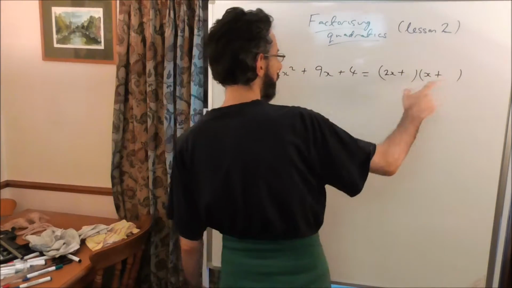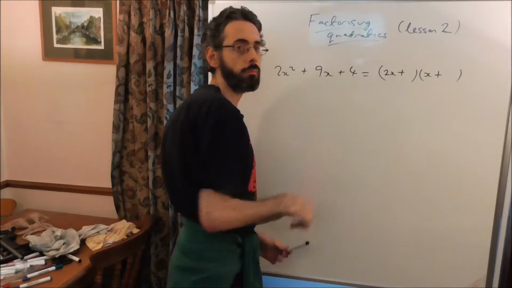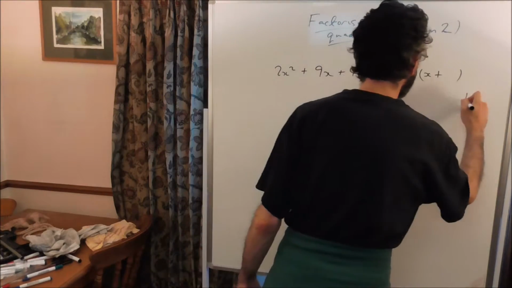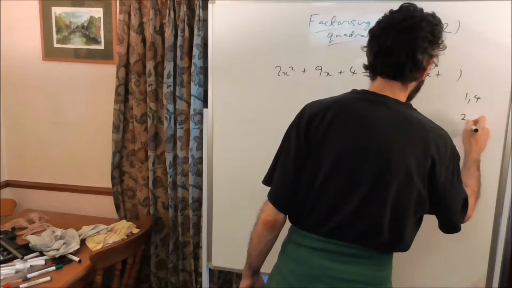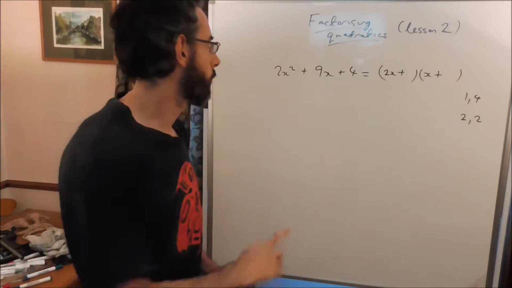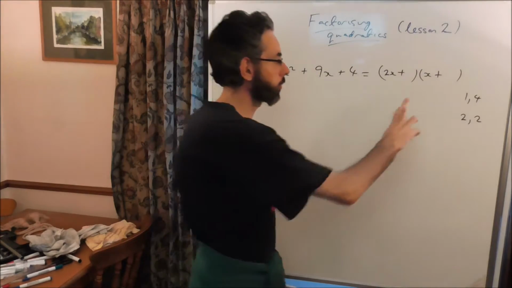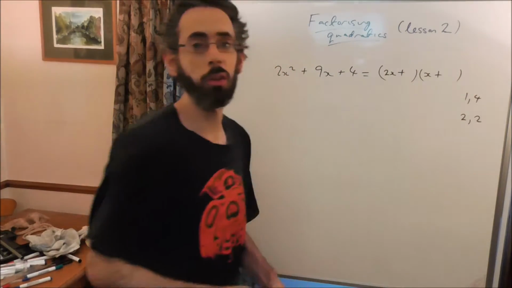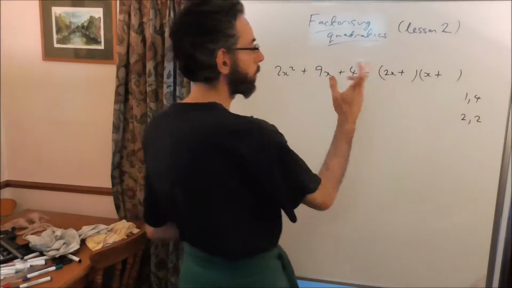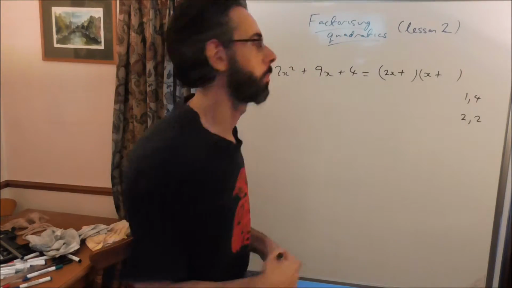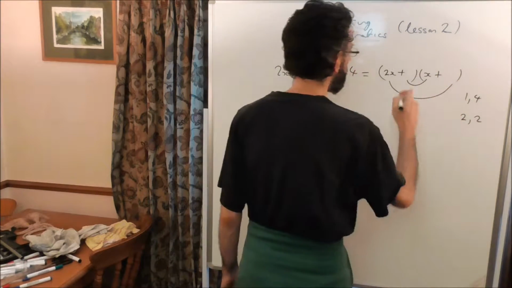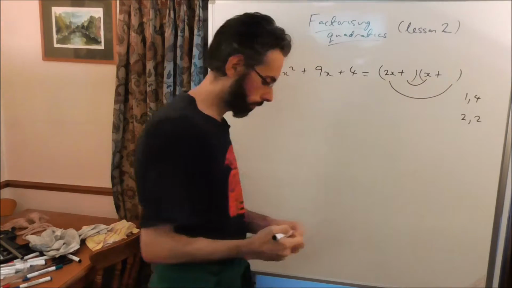And the 2 numbers need to have a product of 4. So let's list the possible pairs. Could be 1 and 4, or could be 2 and 2. They're the only possibilities. Now we've got 9x here, so we need to choose a pair so that if we were to expand the brackets we'd get 9x. Now when you expand double brackets you get the x terms by doing this multiplication and this multiplication. So the inside and outside products.